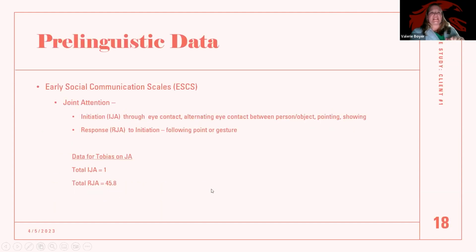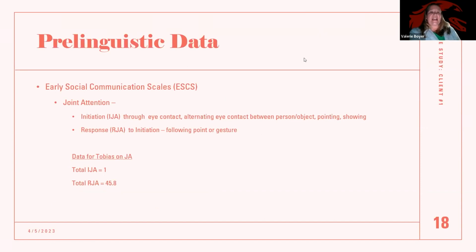So we did try and get some pre-linguistic data before we started the AAC protocol. That included the Early Social Communication Scales, the ESCS, which is a structured behavioral observation that was implemented, videotaped, and then the videotape was reviewed. It looks at joint attention, which we were particularly interested in, and it also looks at behavioral requesting.